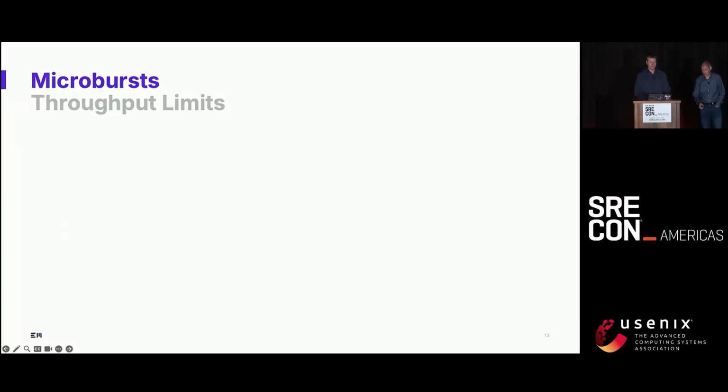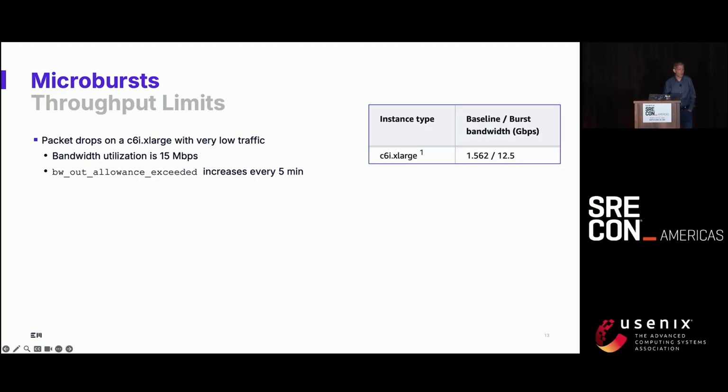Speaking of bursts, we had a very interesting problem where we saw packet drops on a C6i.xlarge instance, although the utilization of this instance was very low. There was like 15 megabits per second bandwidth used, but the bandwidth out allowance exceeded counter was increasing every 5 minutes. Every 5 minutes somehow rings a bell. Don't we have an S3 upload every 5 minutes?